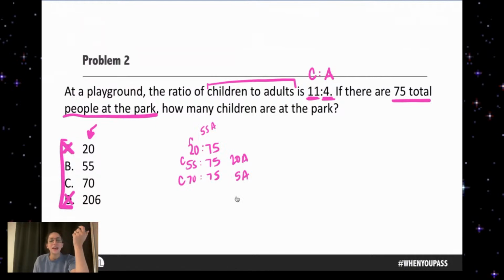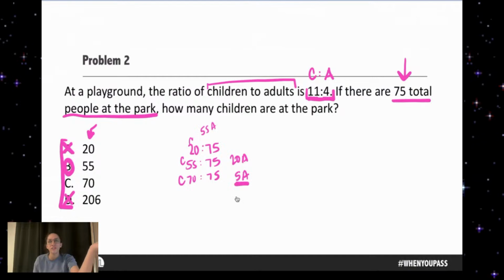Why? Because if the ratio is 11 to 4, so for every 11 kids, there's 4 adults, then I'm probably not going to only have 5 adults at the park if there's 75 people there. So my realistic answer is going to be B. And I didn't really do any math to get there. I just reasoned with the problem.